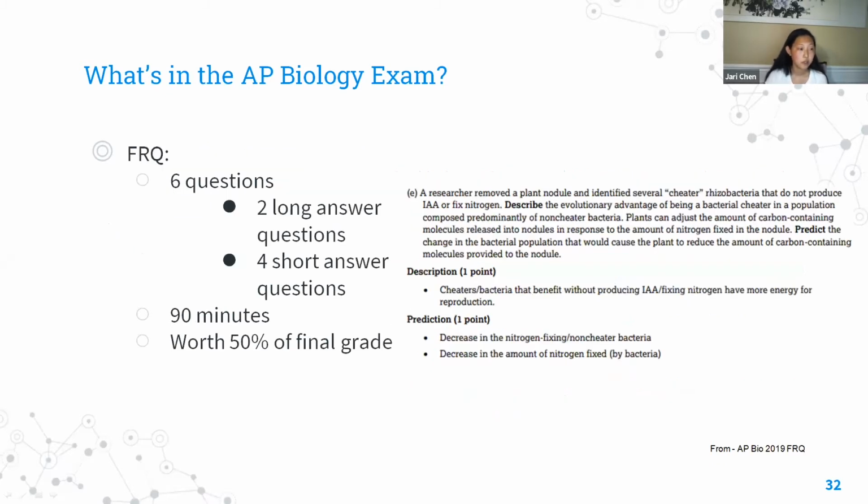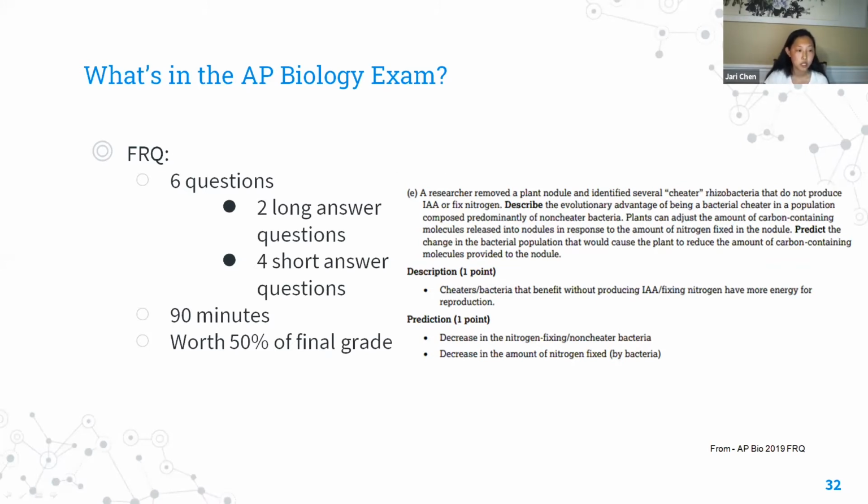So in the free response portion, there are 6 questions. If you look back in previous exams, you might see that there are actually 8. But after 2019, the testing policy changed a bit for biology, so that there are only 6 questions, but there's still 90 minutes to complete.